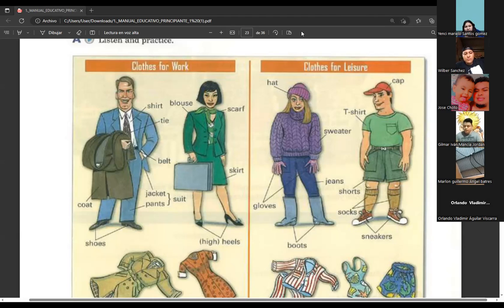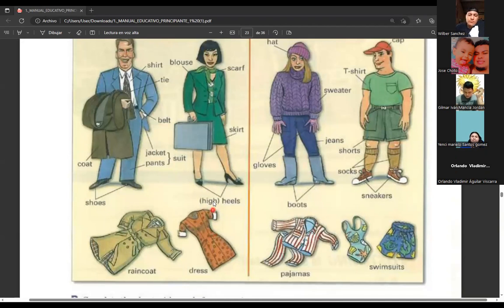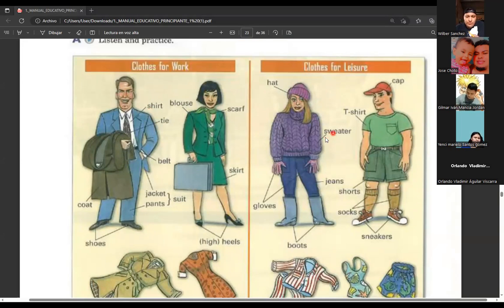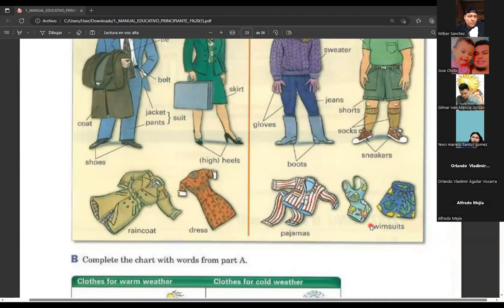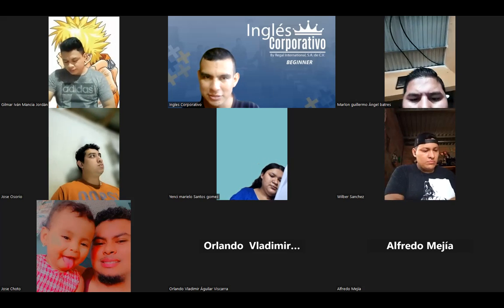Entonces vamos a recapitular. Dice shirt, blouse, tie, belt, jacket, pants, coat, shoes, suit, skirt, high heels, esos son tacones, high heels, or heels, raincoat, dress, hat, sweater, gloves, boots, jeans, shorts, sneakers, t-shirt, cap, pijamas, and swimsuit. Cuando es el clima frío, ¿qué usualmente visten?